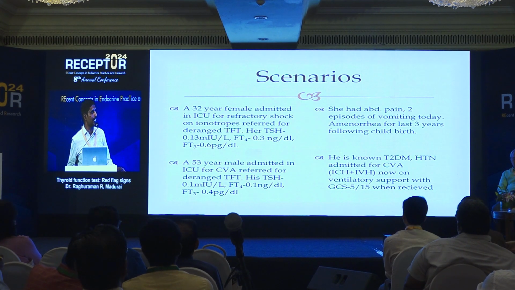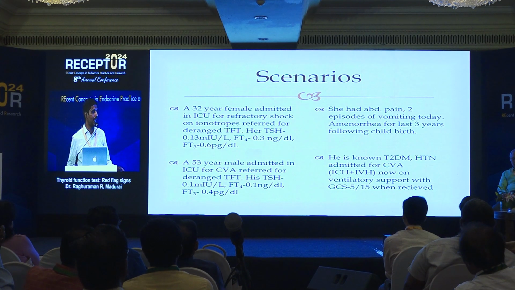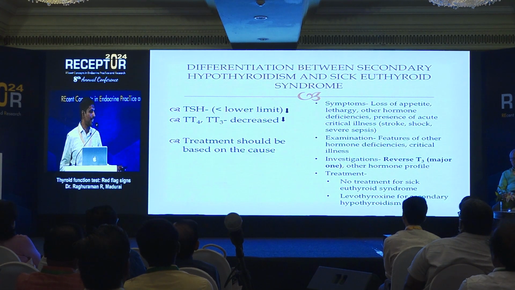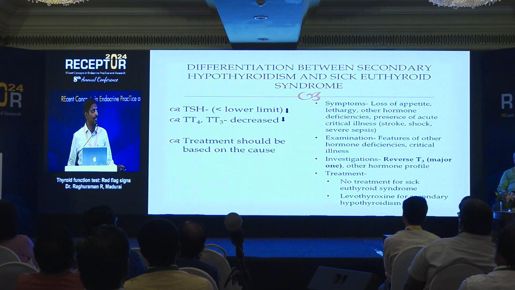In the second case, the patient is not diabetic or hypertensive, admitted for CVA with ICH and intraventricular bleed, on ventilator support with a poor GCS score. So this goes in favor of sick euthyroid syndrome. So how to proceed further? As we have mentioned, the symptoms should be the first one, where you are evaluating for loss of appetite, lethargy, other hormone deficiencies, presence of acute critical illness like stroke, shock, and sepsis.